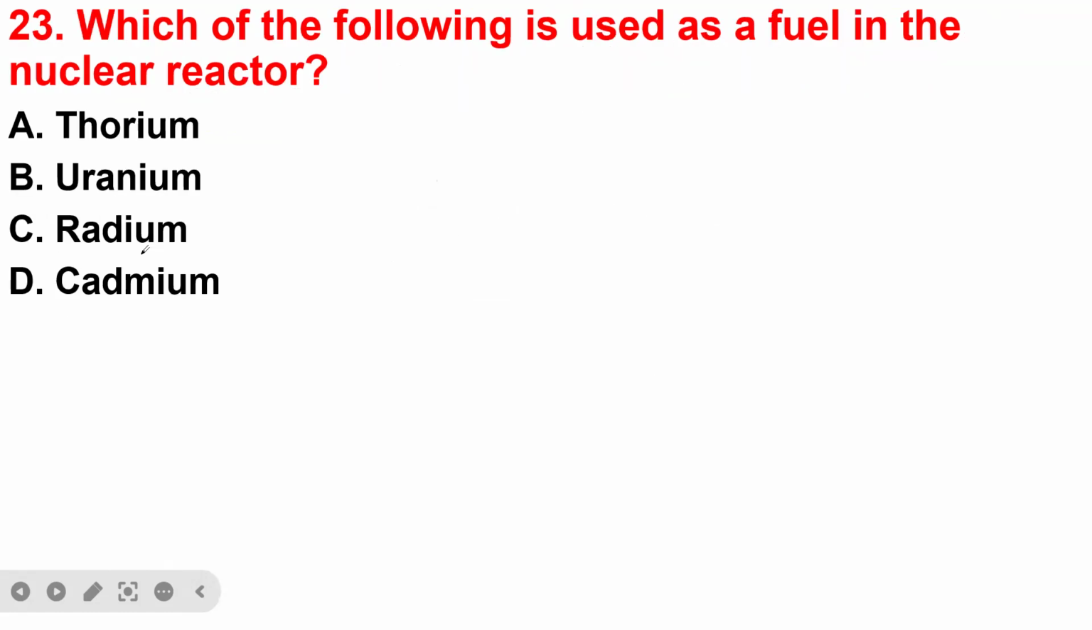So then we are now moving to question 23. Which of the following is used as a fuel in a nuclear reactor? A nuclear reactor is a system where a nuclear reaction usually takes place. The fuel used in that nuclear reaction is uranium. So the answer is uranium, which is option B.